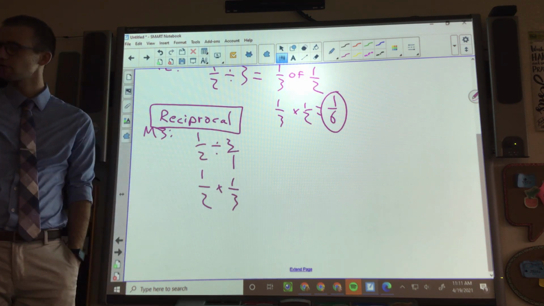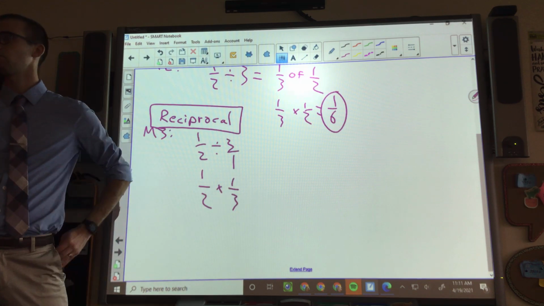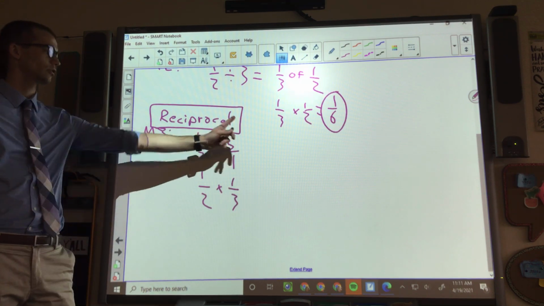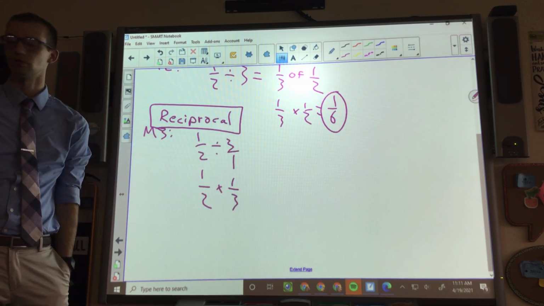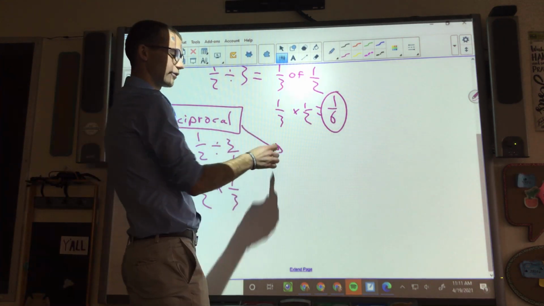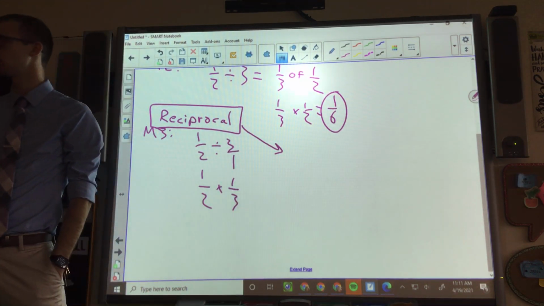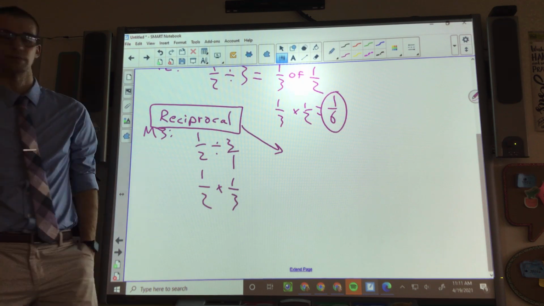1/2 divided by 3 over 1. 1/2 times 1 over 3. This is called using the reciprocal. Reciprocal is, and yes, you should all be writing this down. This is one of the most important things you're going to be learning in math the next couple of years probably.